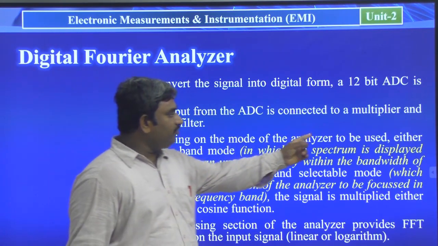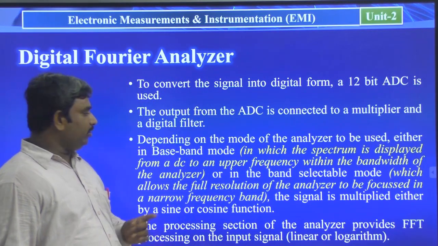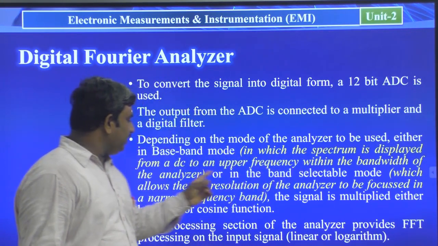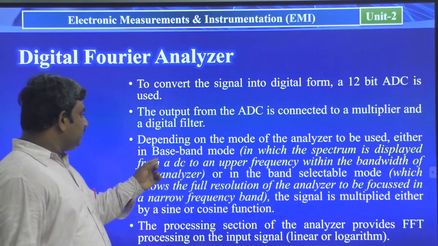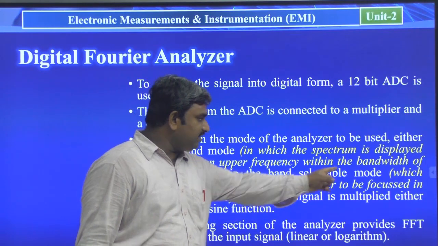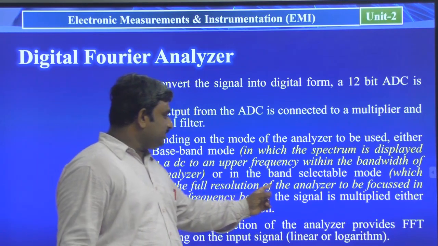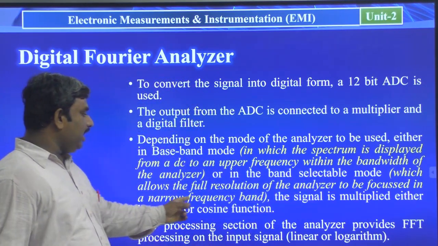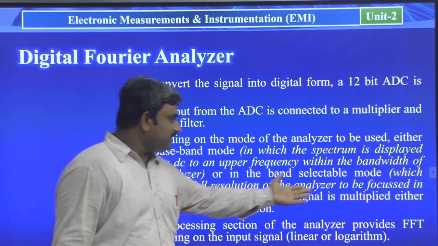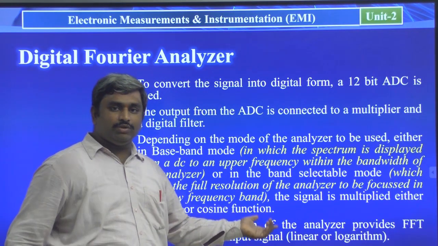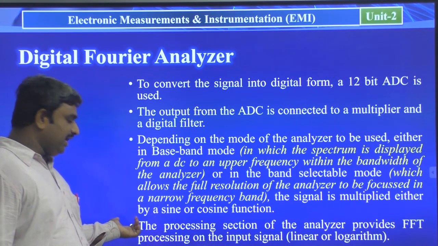This depends on the mode of the analyzer to be used, either baseband mode or band selectable mode. Baseband mode means the spectrum is displayed from DC to an upper frequency within the bandwidth of the analyzer. In the band selectable mode, the full resolution of the analyzer can be focused in a narrow frequency band. These are the two modes available. The signal is multiplied by sine and cosine functions.